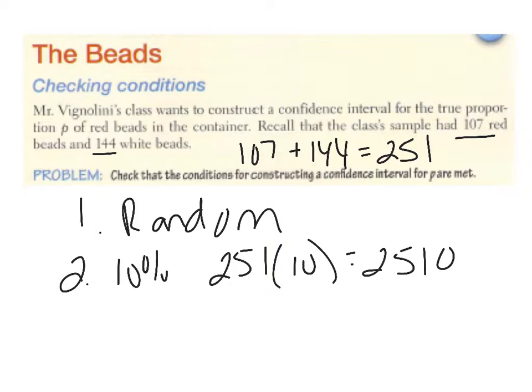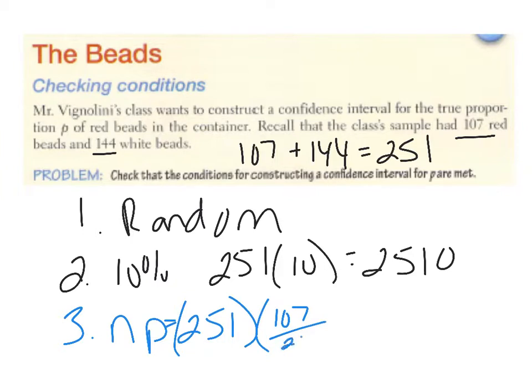And then the last thing that we'll need to check is our large counts. For our large counts, we have how many successes versus how many failures. Our successes would be 107 out of 251, our failures versus successes. That gives us 107, which is greater than or equal to 10.